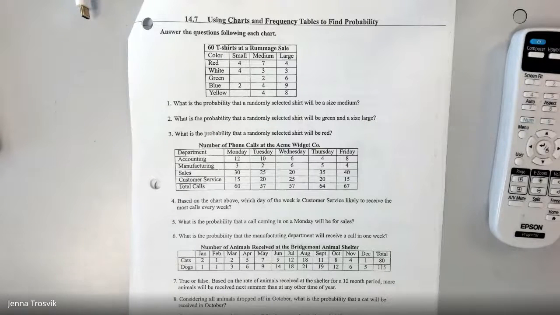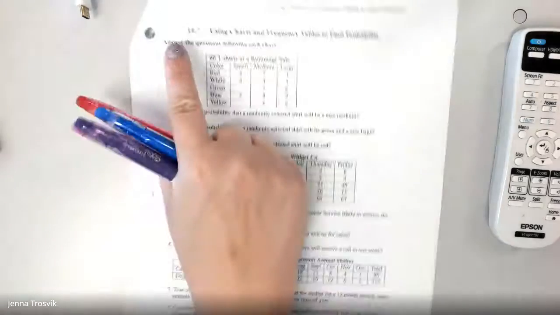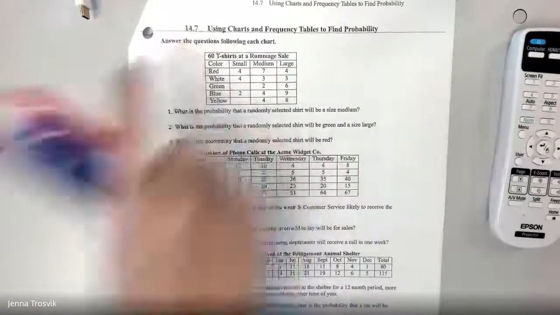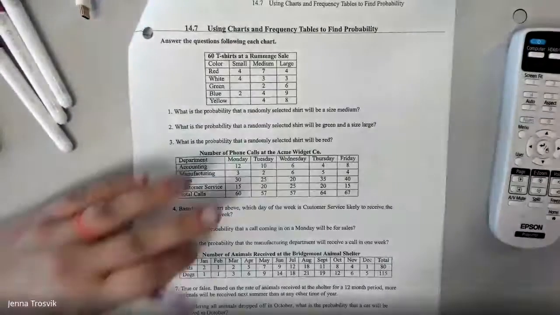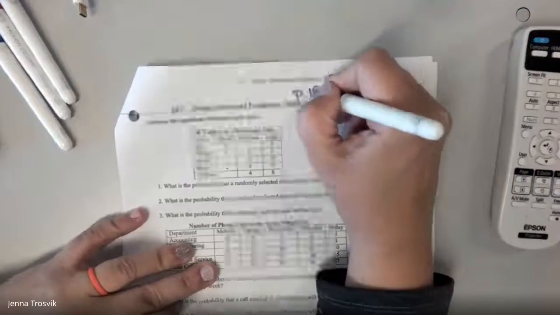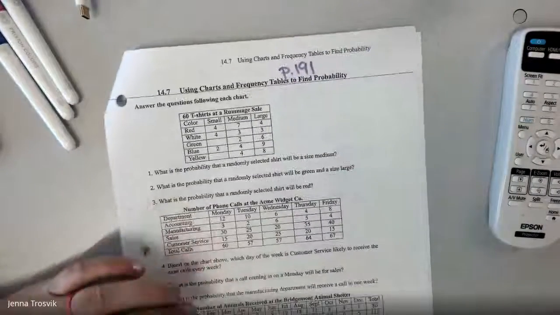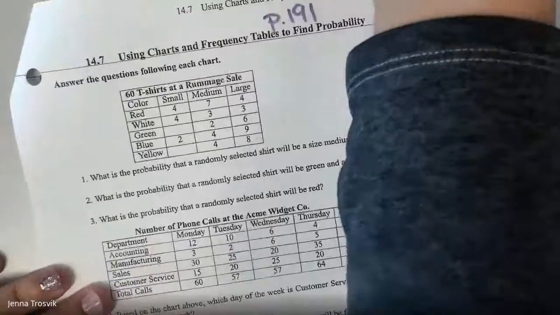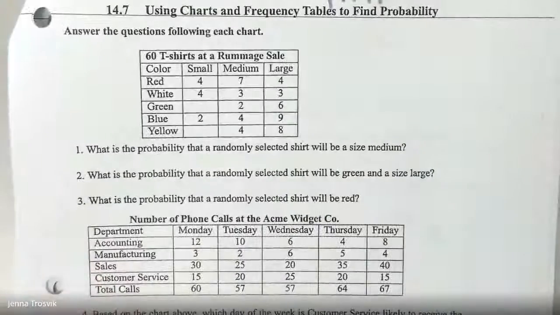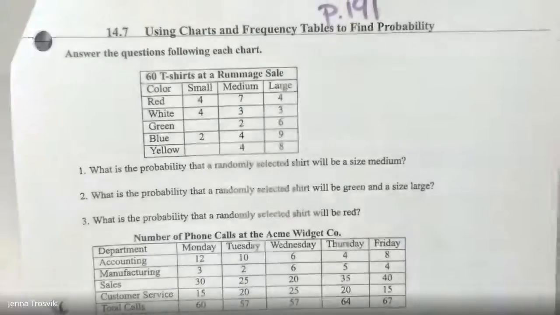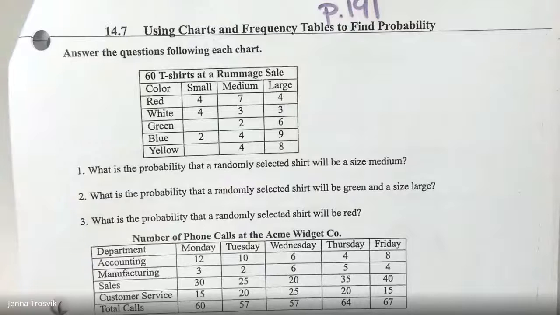We are going to be working on our lesson 14.7, which is on page 191 in your packets. All right. We are going to start at the top. I'm going to do one question from each section, and then anything that I don't do is your responsibility. All right, let's start with the first section.